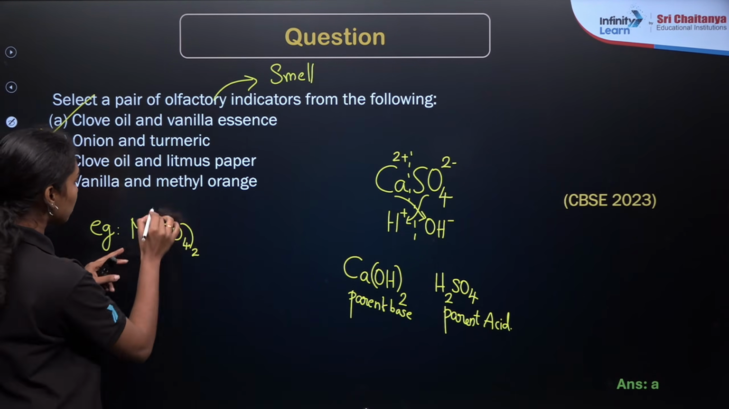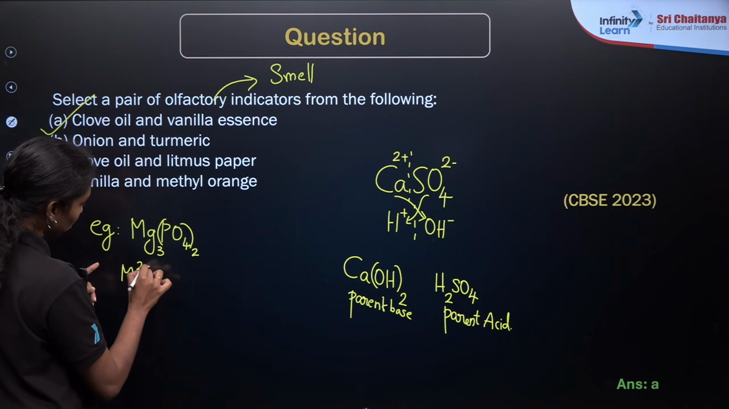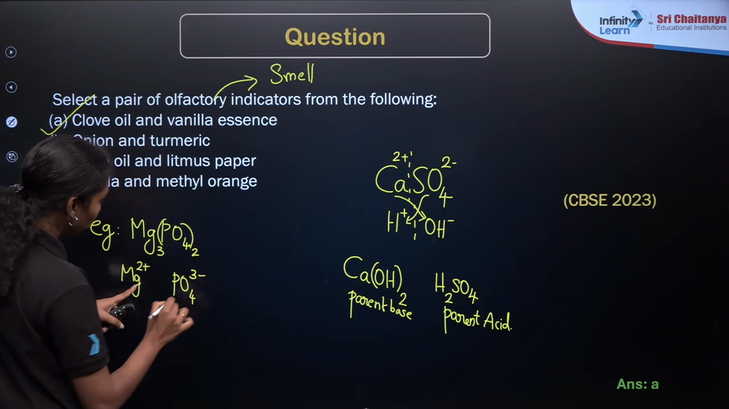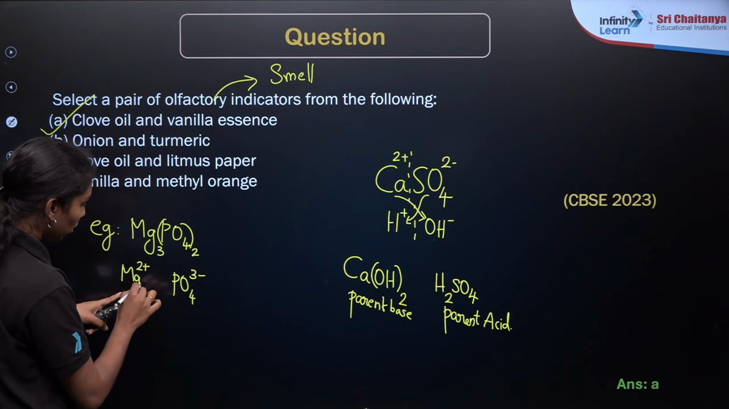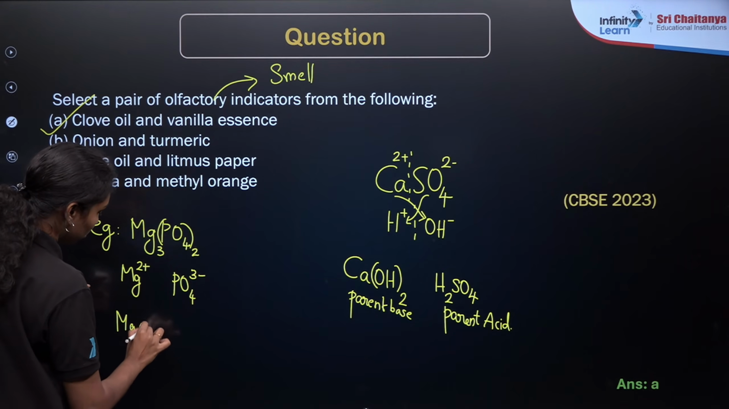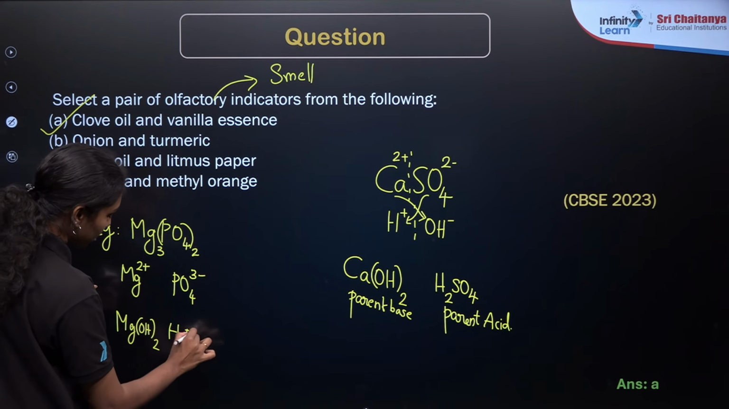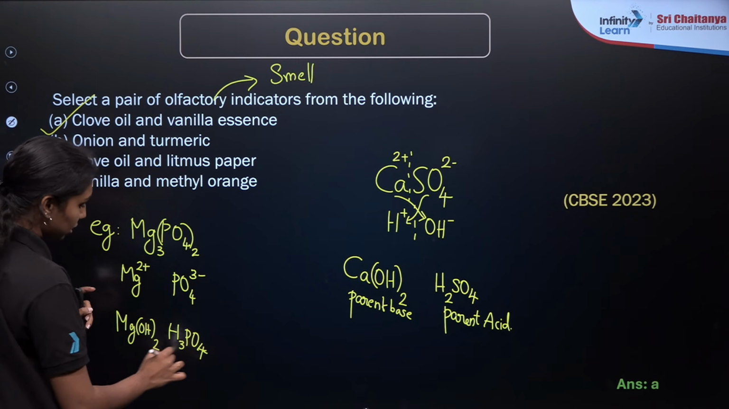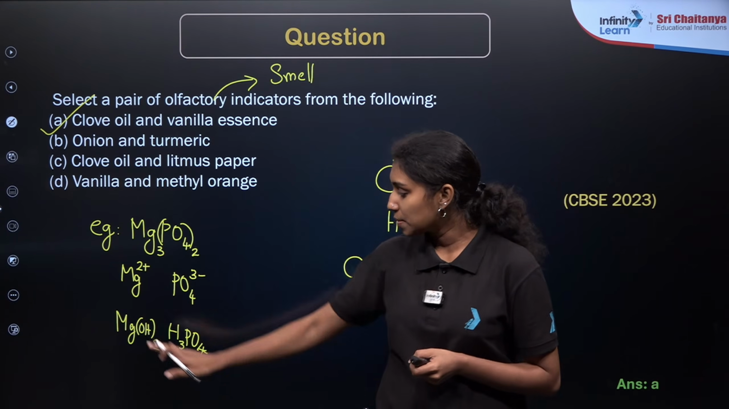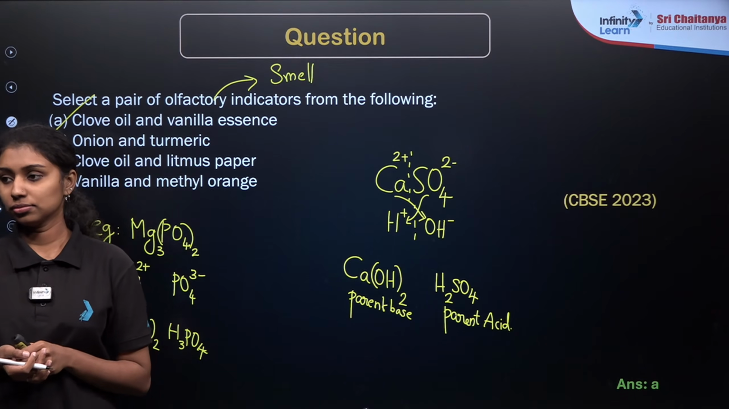So what we need to do here, I am splitting into cations, right? So it will be Mg2+, then PO4 3-. I am adding OH- with the cation, so it will form Mg(OH)2. Then here it will be H3PO4, phosphoric acid. So this is the parent base, this is the parent acid. Is there any doubt? Yes, Mg(OH)2.